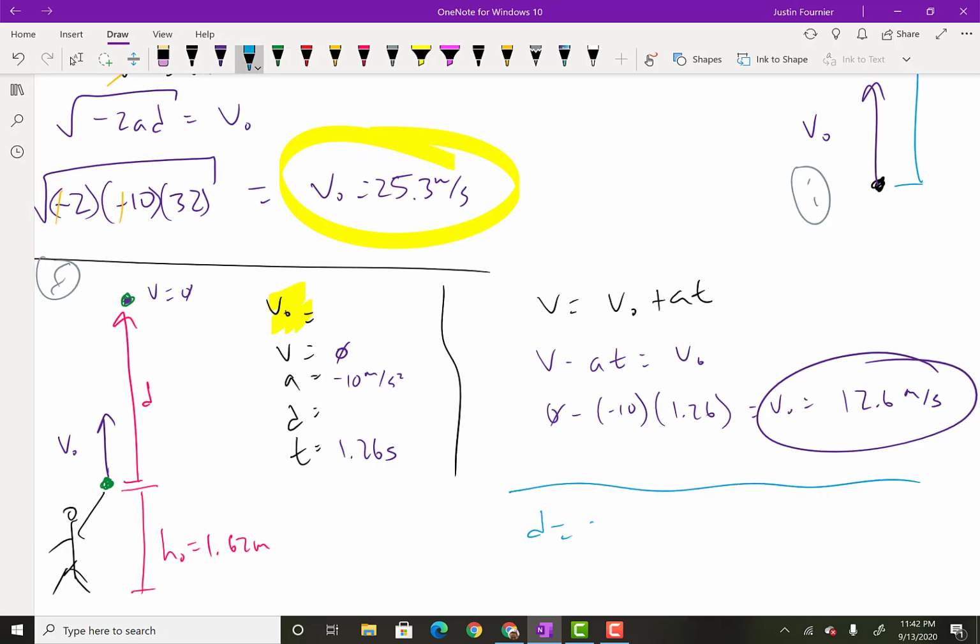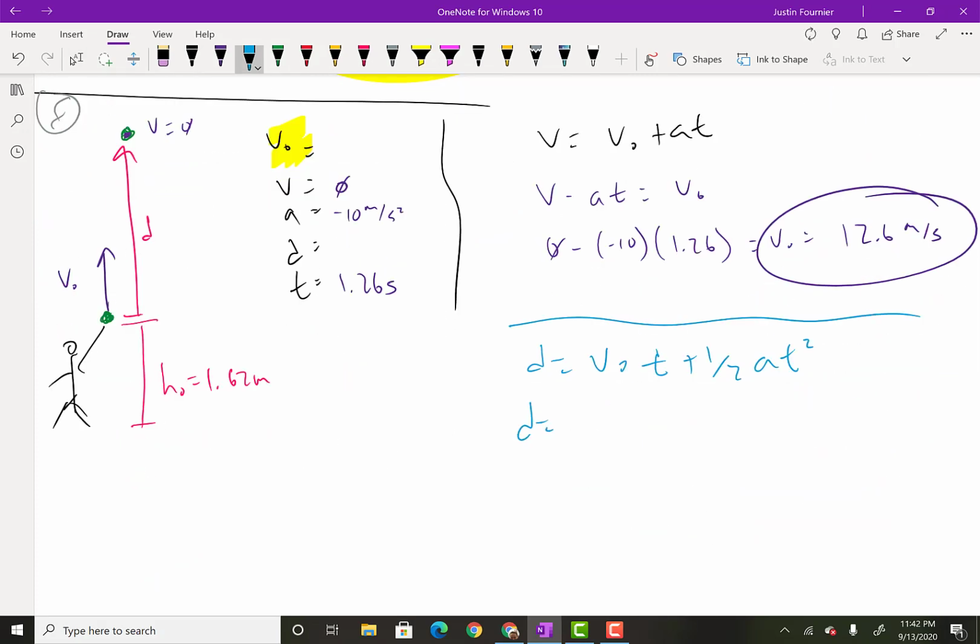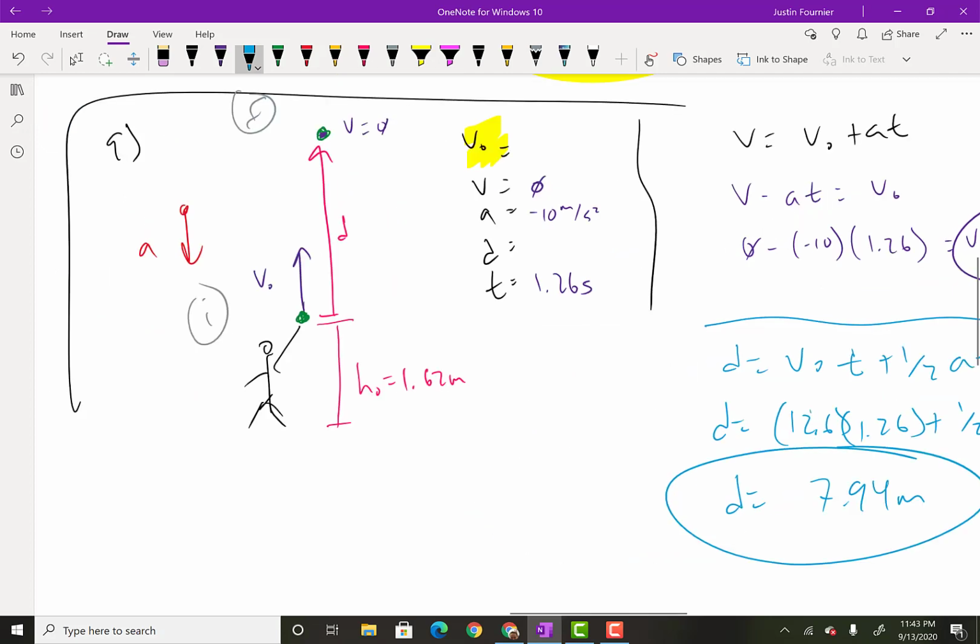So I think, again, we're going to use displacement equals the initial velocity times the time plus 1/2 at squared. So my displacement is my initial velocity, which I just found out was 12.6 meters per second times 1.26 seconds plus 1/2 times negative 10 times the time, which is 1.26 seconds squared. Let's do 1.26 squared first times 0.5 times negative 10 plus 12.6 times 1.26. And I get 7.94 meters. Boom, nailed it, 7.94 meters.